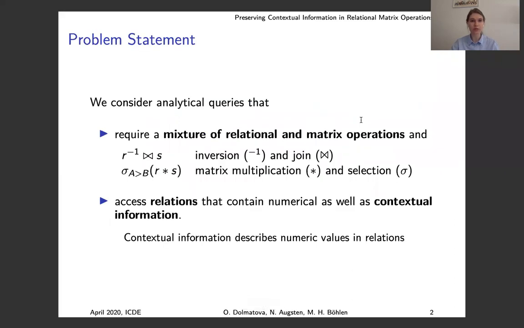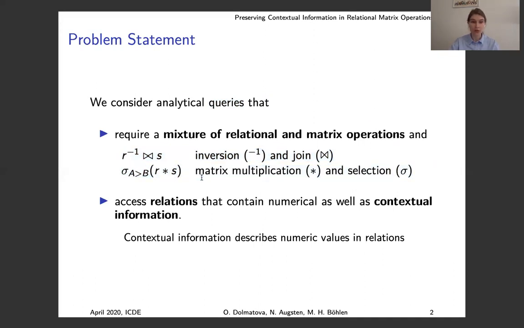First of all, let me state the problem we want to solve. We want to integrate complex analytics in relational databases. It means that we want to perform the combination of relational and matrix operations. Consider the examples of such combination. This is the inversion followed by a join and multiplication followed by a selection.